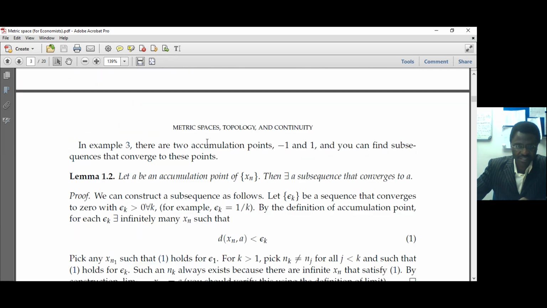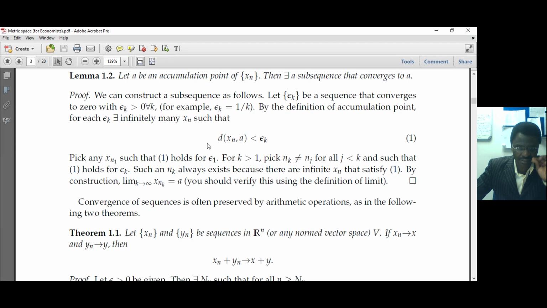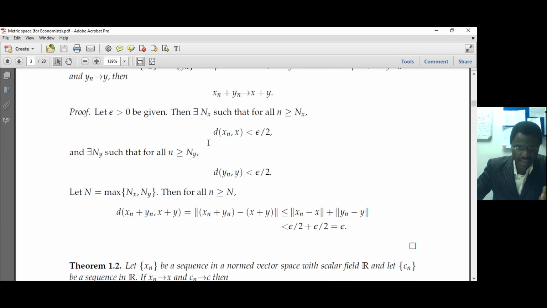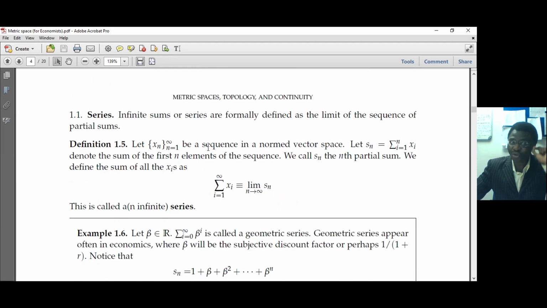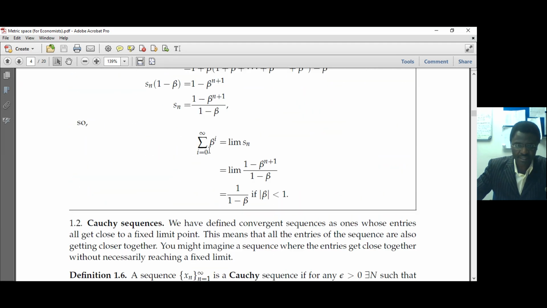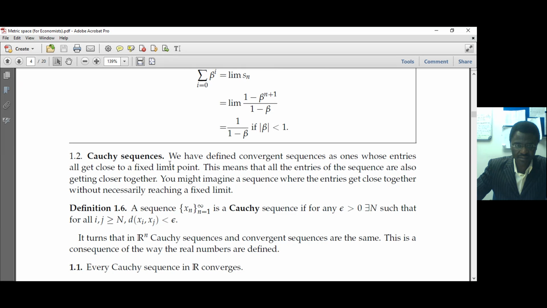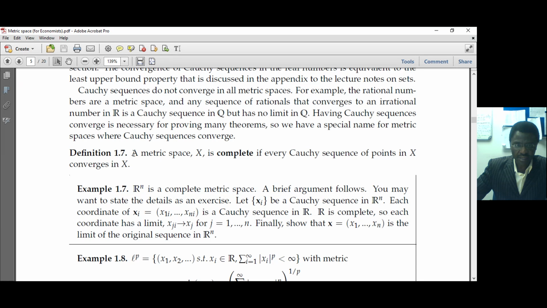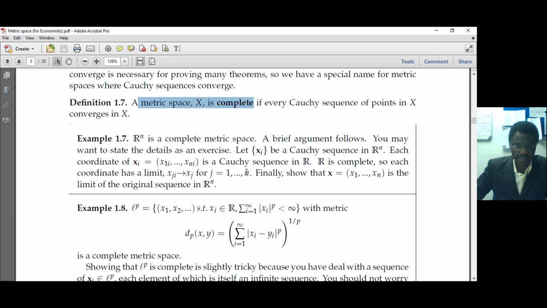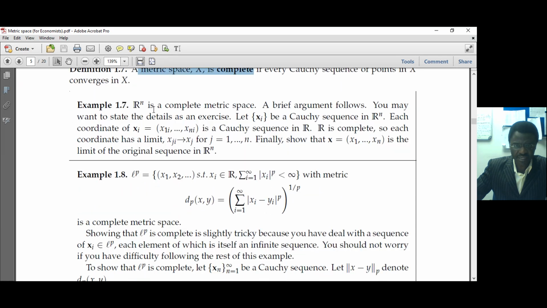Many concepts. If you go through this, there are many things that you will understand. Please take your time to read this carefully. This is for economics students, right? And there are many concepts that you will understand here. Cauchy sequences. A metric space is complete if every Cauchy sequence of points in X converges in X. Right. And these are the examples I was talking about in Rn. They try to explain here. So I'm asking you to do this in Rn using the p-norm.